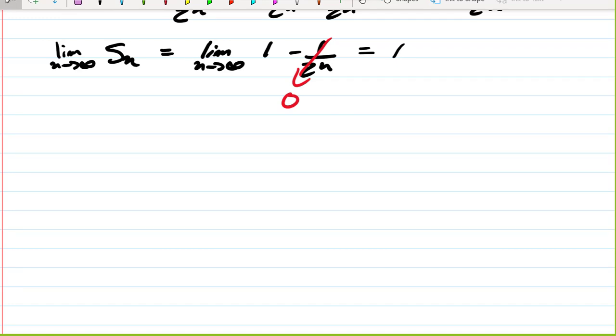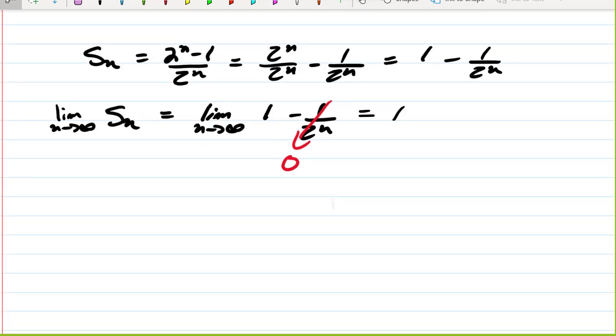All right, so in these last 2 examples, we were talking about the convergence of a sequence of partial sums. So let's formalize that up a little bit.